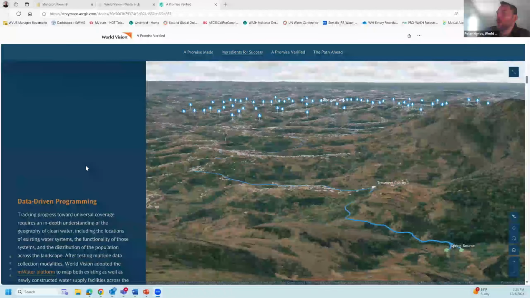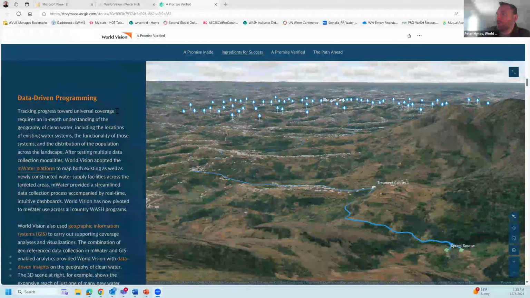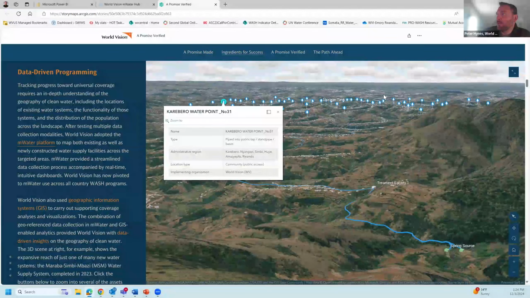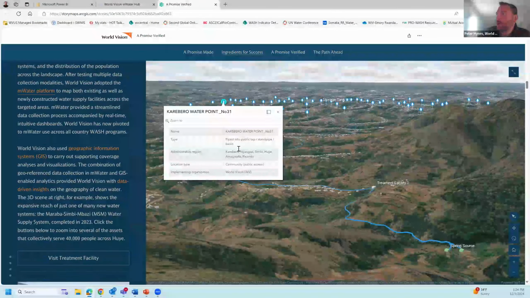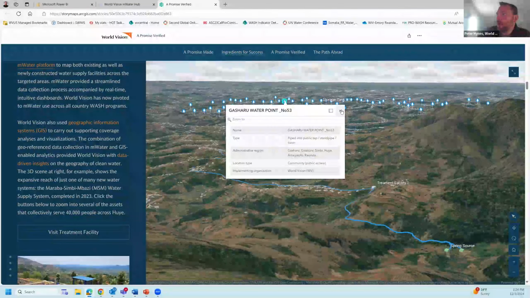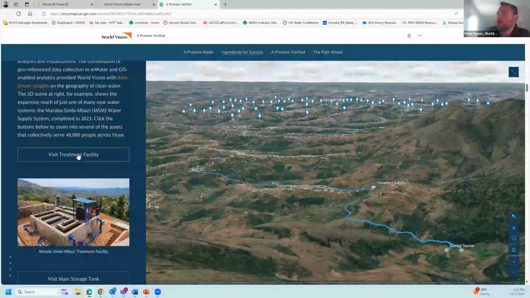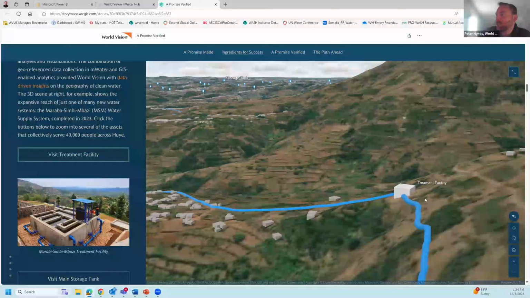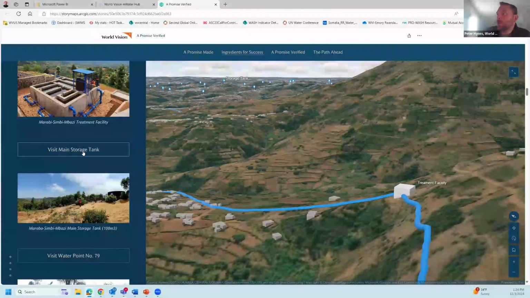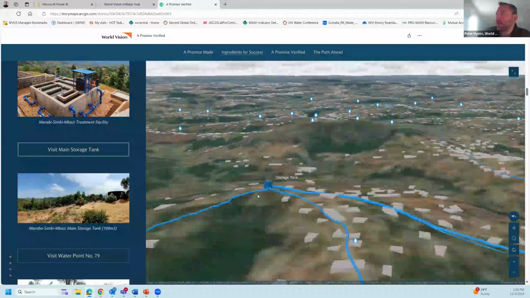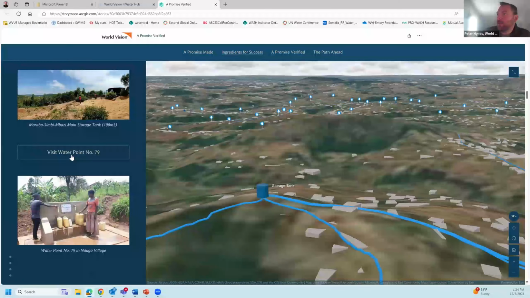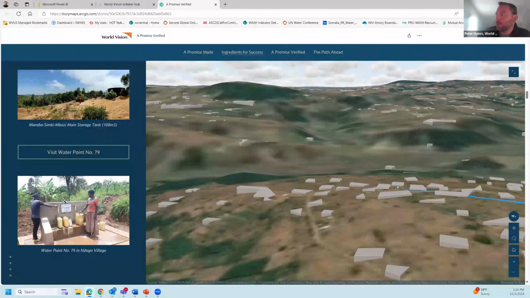And then this is really where the data-driven programming comes in, right? We can see all of the individual water points that have been created in this system. I can click on a water point and see specific information about that water point, right? We can zoom in specifically to the treatment facility, which is here, and here's a picture of the treatment facility. We can head over to the main storage tank over here and see what that looks like.